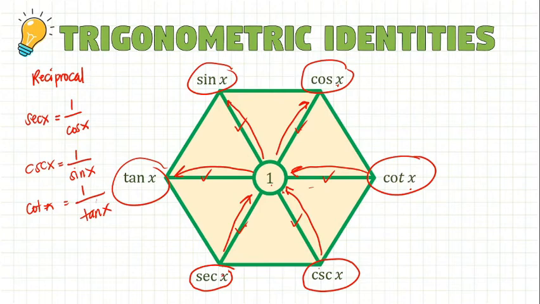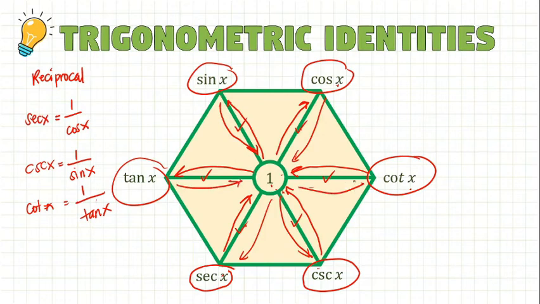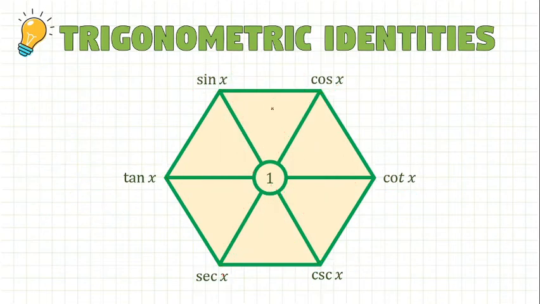You can also have the reverse direction. Sine x is equal to 1 over cosecant x, cosine x is equal to 1 over secant x, and tangent x is equal to 1 over cotangent x. Okay, so that is for the reciprocal identity. Now, how about for the quotient identity?